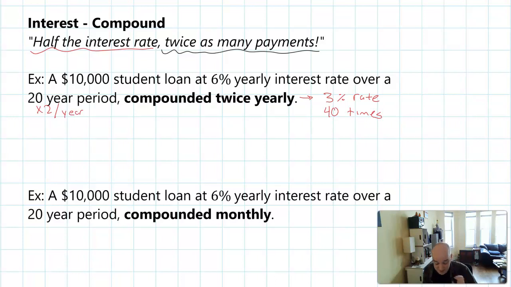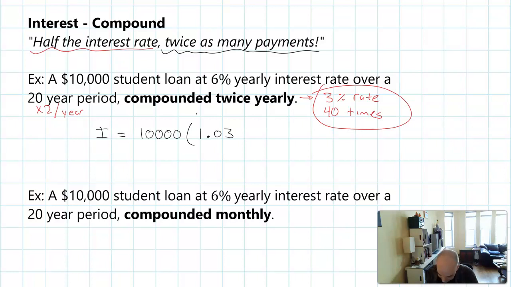Now, we can use the simple interest formula with these values, and that's the first thing we'll start with. So we'll say that's 10,000 times 1.03, so that's 1 plus 0.03 to the 40. Now, let's actually compare what that gives us.